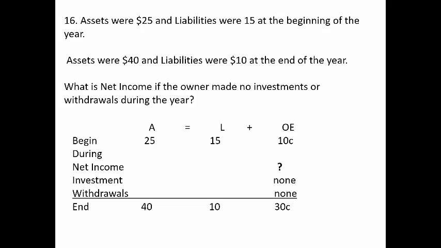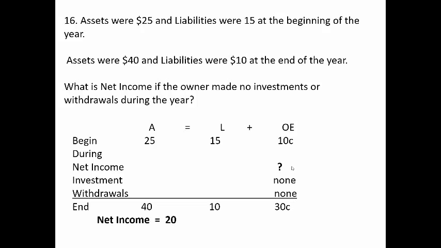And if you didn't have any investment by the owner and you had no withdrawals by the owner, then what you know is that the entire change, or all of this $20 difference, is made up of one thing: net income. And so therefore, what is net income if the owner made no investments or withdrawals during the year? Well, the net income, since it did change plus 20, had to be $20.